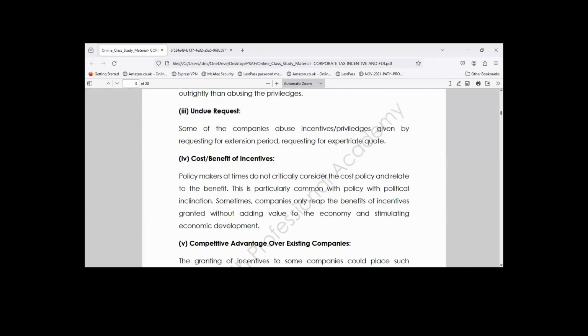Sir, please, can you explain this diversion of property? I don't really understand it. Diversion of property. Yes, sir.